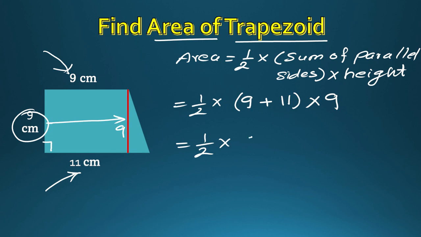So 11 plus 9, 20 times 9. Now 20 is up, 2 is down, so we can divide it. 20 divided by 2 will be 10, and 10 multiplied by 9 will be 90 centimeter square. Why? Because here it is written centimeter. So like this you see how easily you can find the area.